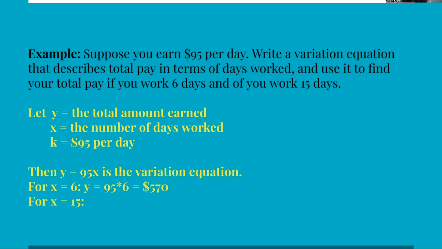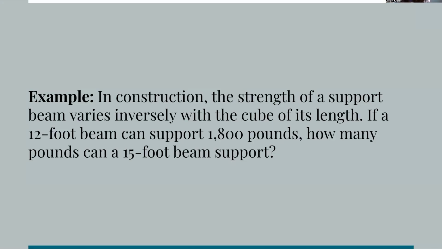Then we can do the same thing for 15. So if you work 15 days, we would get y equals 95 times 15, which equals 1,425. There we go. So that's a direct variation equation there. We just have 95 times the number of days, so we can find out how much we would make by working any number of days. So let's do another example.